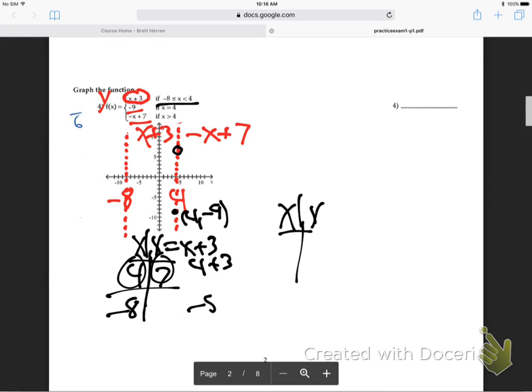Plug in -8, get -8 plus 3. What's that? -5. Over -8, down 5. Where's that? About right here. So, boom. Straight line, huh? Solid dot here, open dot there. That good? Just do the two walls over here on the right side.